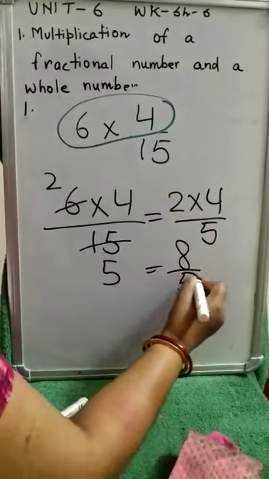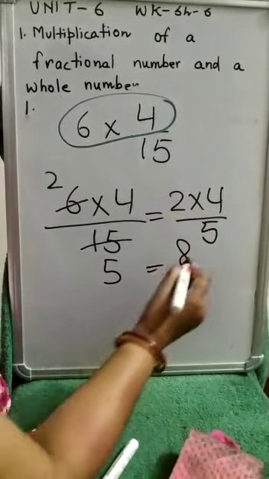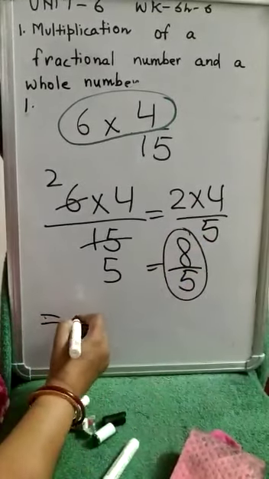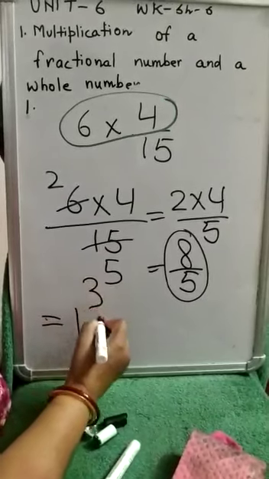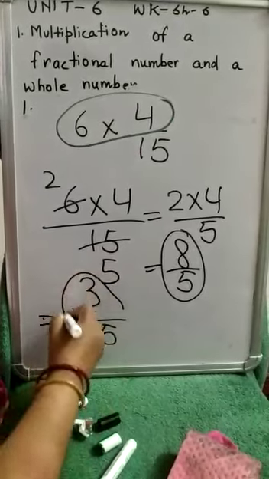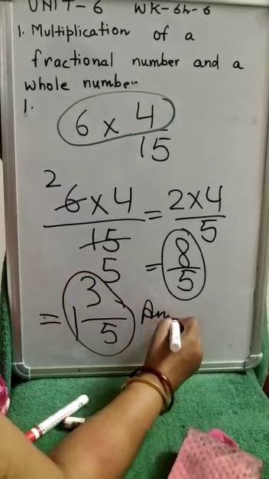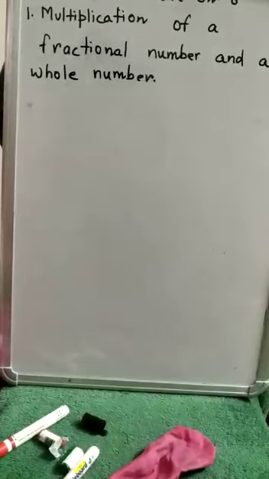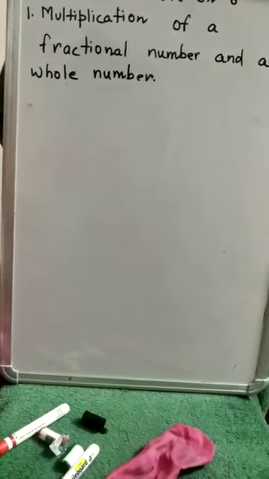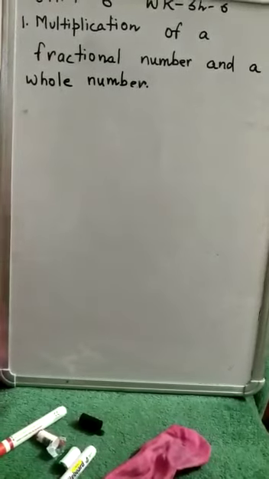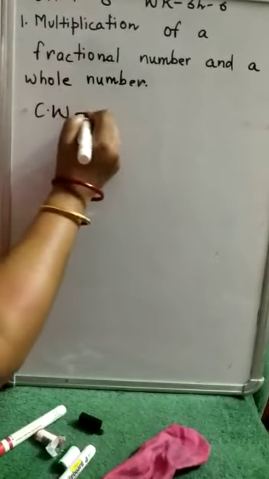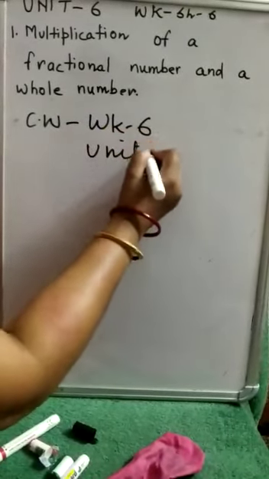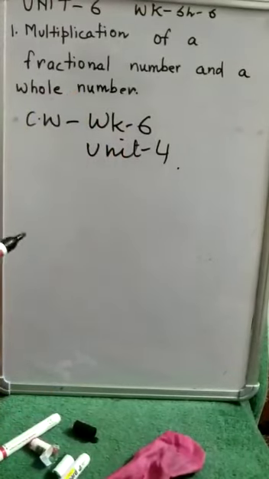Now we convert this 8 by 5, which is an improper fraction. So I will divide 8 by 5. So I will get 1 3 by 5. This is the answer. Okay children. Now children, your classwork is, you have to do worksheet number 6 of unit 4. Okay, you have to multiply.